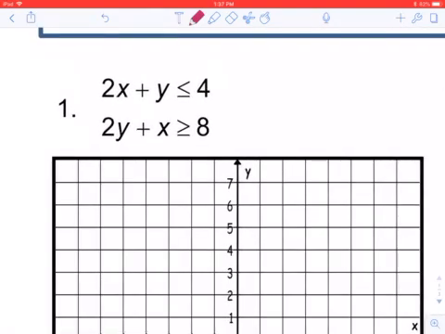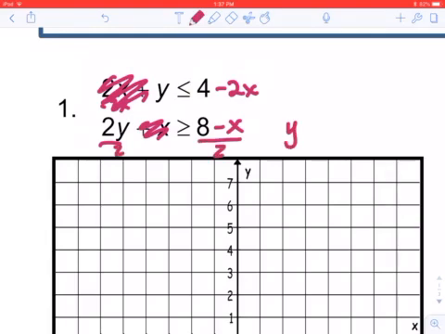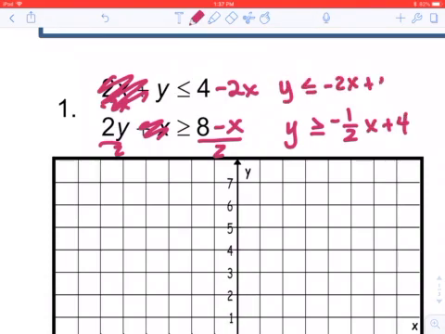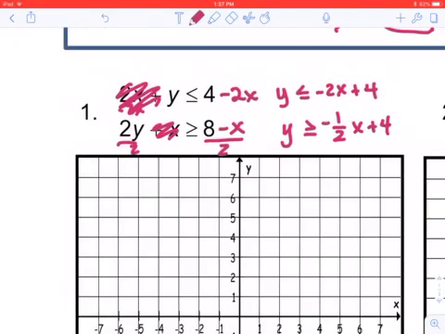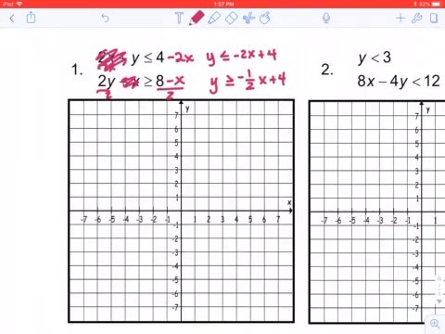So first I need to change these into y equals mx plus b. I'm going to subtract my x, divide by 2. I'm just going to rewrite this first one for neatness sake. Okay, I need to graph these. So I'm starting at 4. My slope is -2.